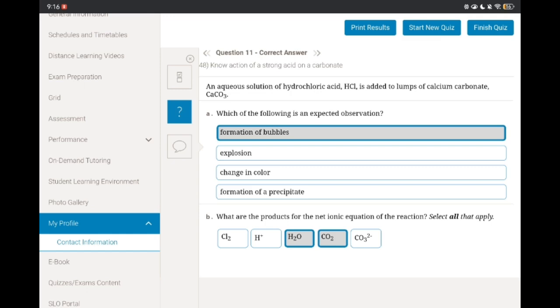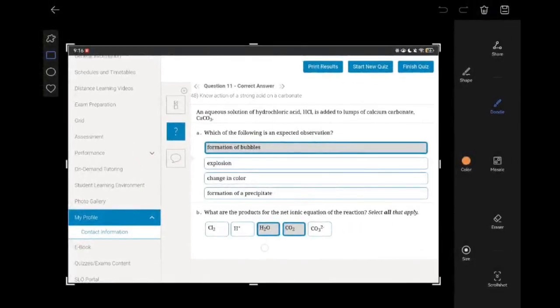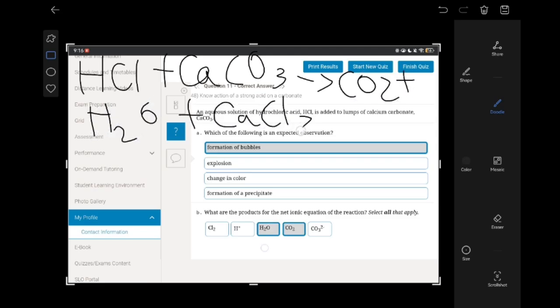What are the products in the net ionic equation? So a net ionic equation is basically, you have 3 main types of equations. You have the overall non-ionic, meaning the full equation, no ions, nothing. CaCO3 plus 2HCl gives you CO2 plus H2O plus CaCl2, just add the 2 here to balance. This is the full overall non-ionic reaction.